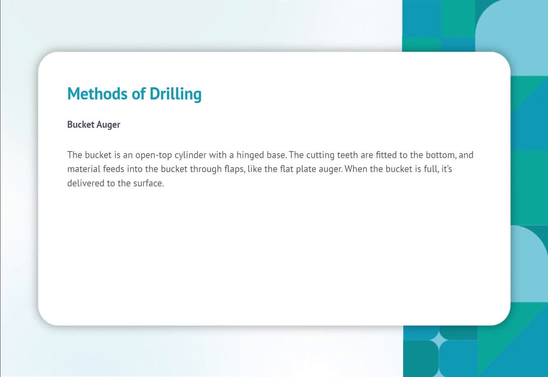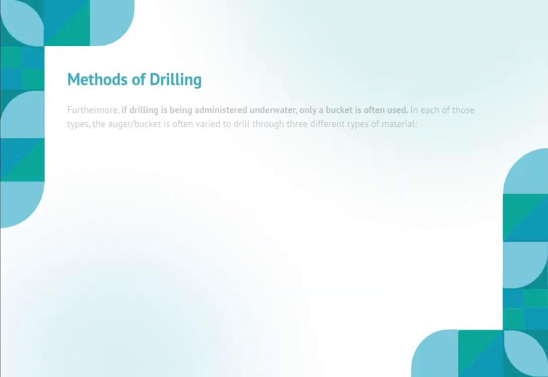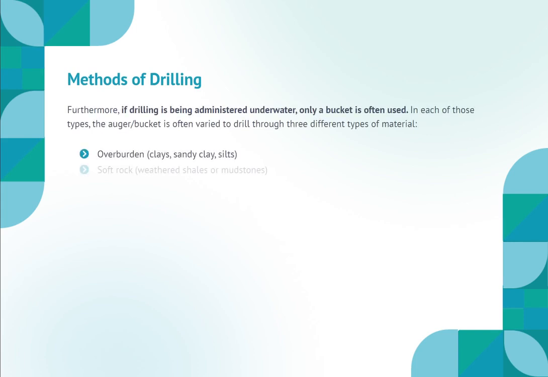Bucket auger. The bucket is an open-top cylinder with a hinged base. The cutting teeth are fitted to the bottom, and material feeds into the bucket through flaps, like the flat plate auger. When the bucket is full, it's delivered to the surface. Once above the surface, it's taken beyond the shaft and emptied by tripping the hinged bucket base. The bucket method has some specific and apparent applications, particularly when drilling through wet and unstable material. Furthermore, if drilling is being done underwater, only a bucket can be used.